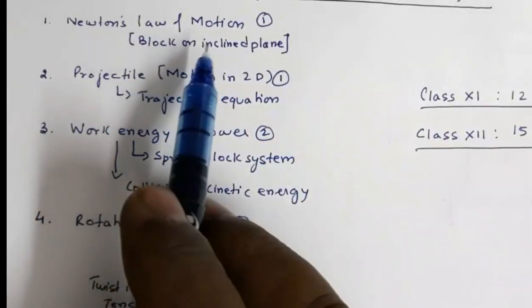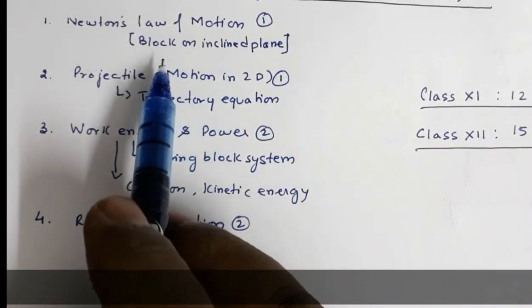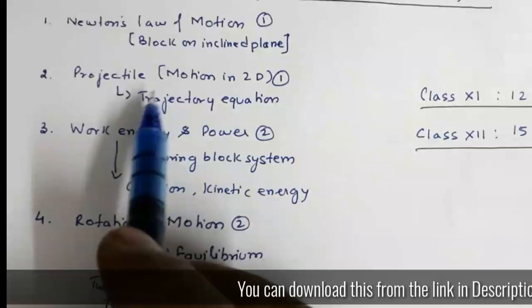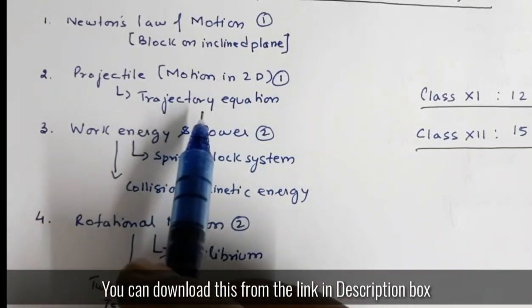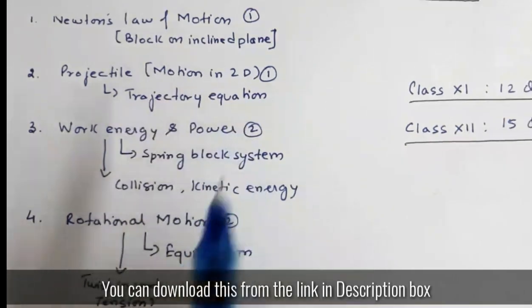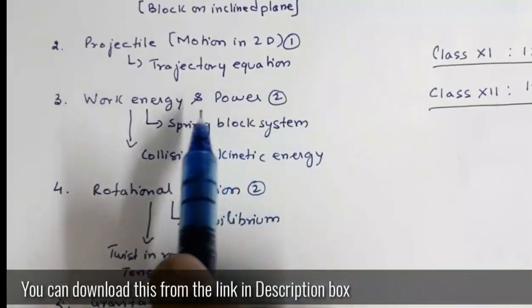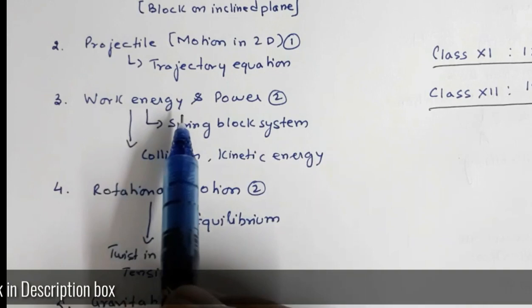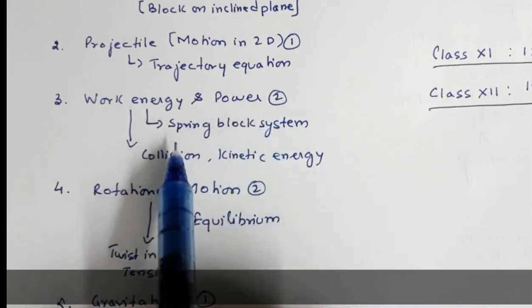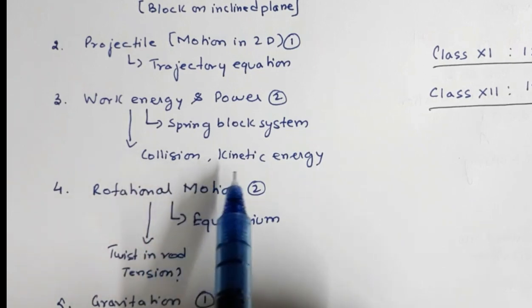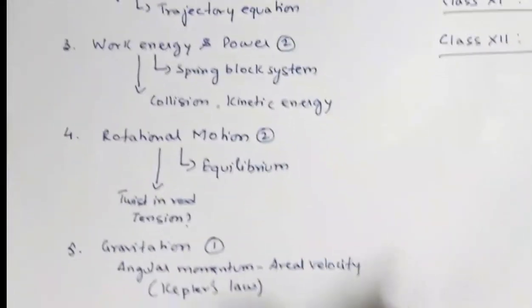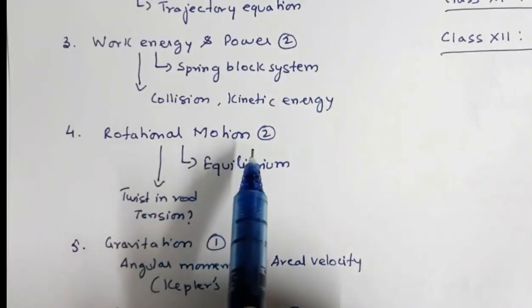From Newton's laws of motion there was one question on a block on an inclined plane. Then projectile motion, that is motion in 2D, there is a question involving the trajectory equation. Now from work, energy, power there were two questions. One was based on the spring block system, the other one based on collision and the kinetic energy involved.